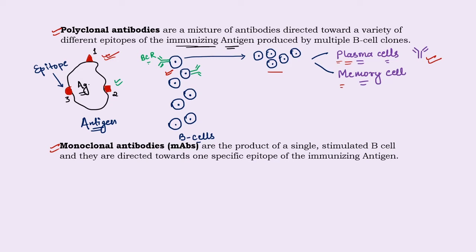Okay. Now suppose this is the second one which activates this particular B cell. So it will again form the clone. It will differentiate into plasma cell and memory cell. These plasma cells will form antibody. This time these antibodies will be against epitope 2. First time they were against epitope 1.